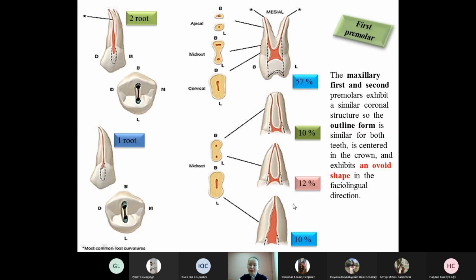And here you have the representation of cases. Generally, the shape of access preparation is ovoid, as in this case. Access is done from the occlusal surface.